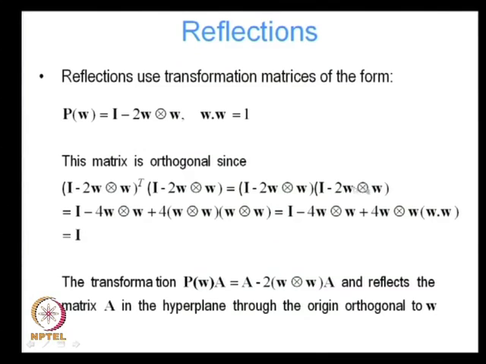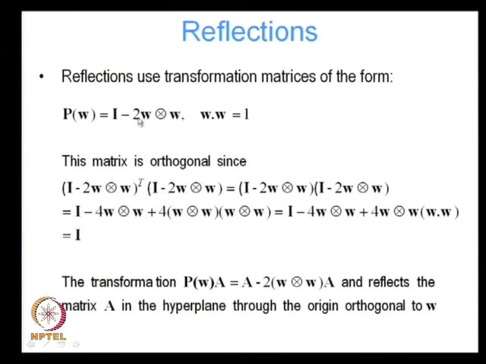This is going to give me another minus 2 W outer product. So, this is going to give me this part and this part, using the rules for tensor products. We can write W tensor product W operating on W tensor product W as W tensor product W times W scalar product W. Since W scalar product W is equal to 1, these two terms are going to cancel out and we are going to get I. So, the transformation matrix is orthogonal if we construct it like this.